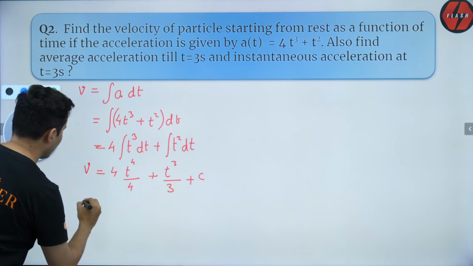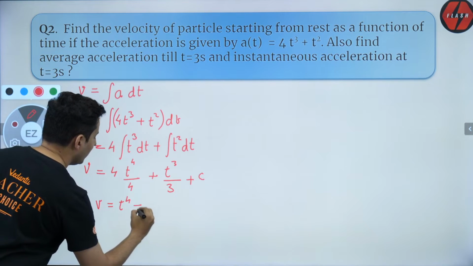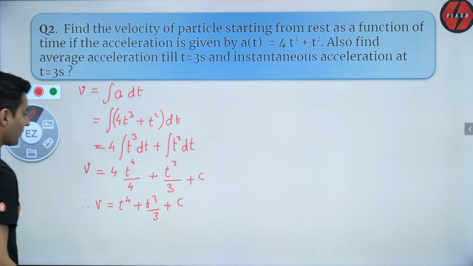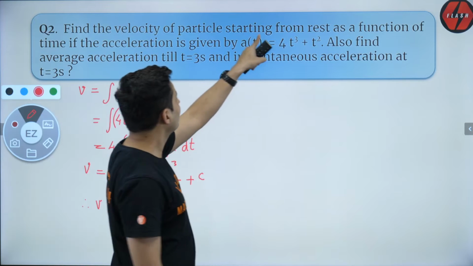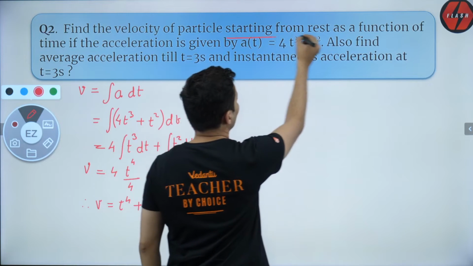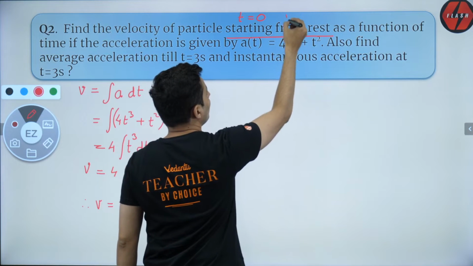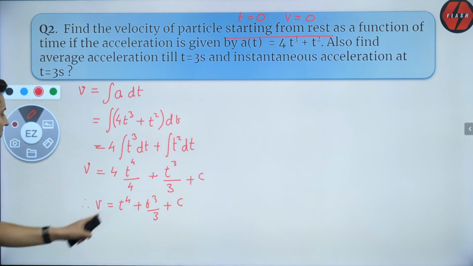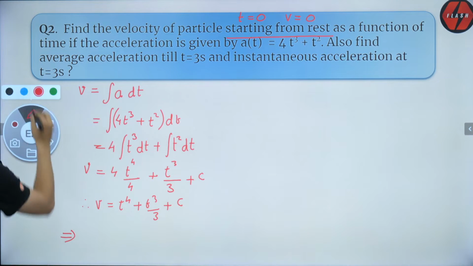This 4 gets cancelled, and hence I'll get velocity is equal to t raised to 4 plus t cube by 3 plus c. I want to find the c, but I can use some information. Here it says that it's starting from rest. That means when time was 0, velocity was 0. I can use this information. So use this information and see what do you get.